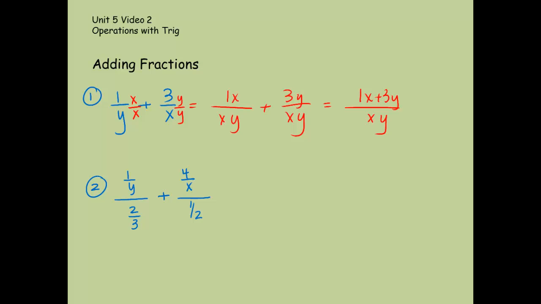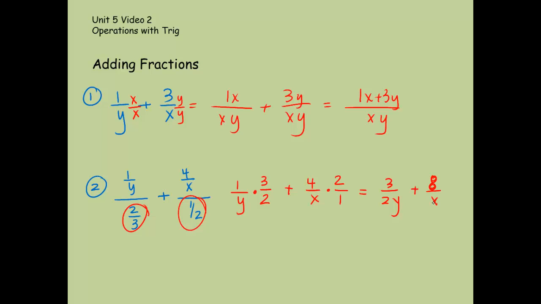So using the notion that when you divide by a fraction, you actually multiply by the reciprocal, that's what I'm going to demonstrate here. So if I'm dividing by 2/3, I multiply by the reciprocal, and then I'll be dividing by 1/2, so I multiply by its reciprocal. This is more or less 1 over y times 3 over 2 plus 4 over x times 2 over 1. And that's going to be a lot easier for me to simplify. So I will end up with 3 over 2y plus 8 over x.